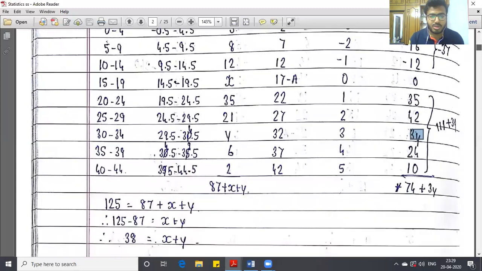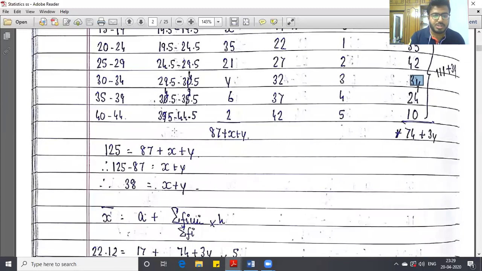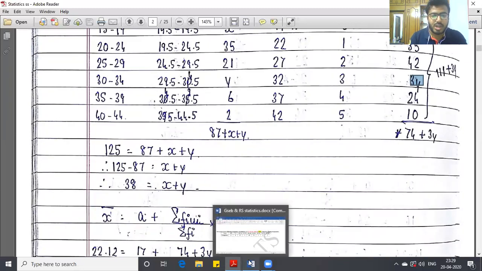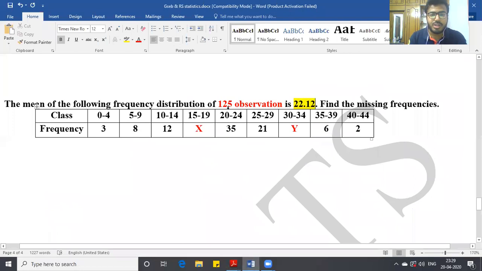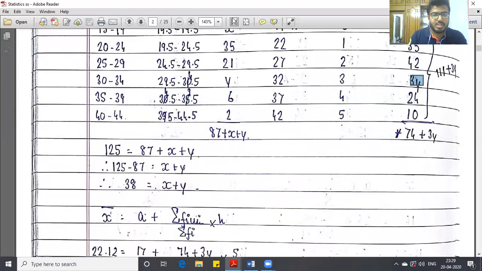After that, in the question, do you remember what is written? There were 125 observations. Now you got this sum of fi: 87 plus x plus y equal to 125. So 87 you take to the left hand side, 125 minus 87 is equal to 38. So you got one equation here: 38 is equal to x plus y.